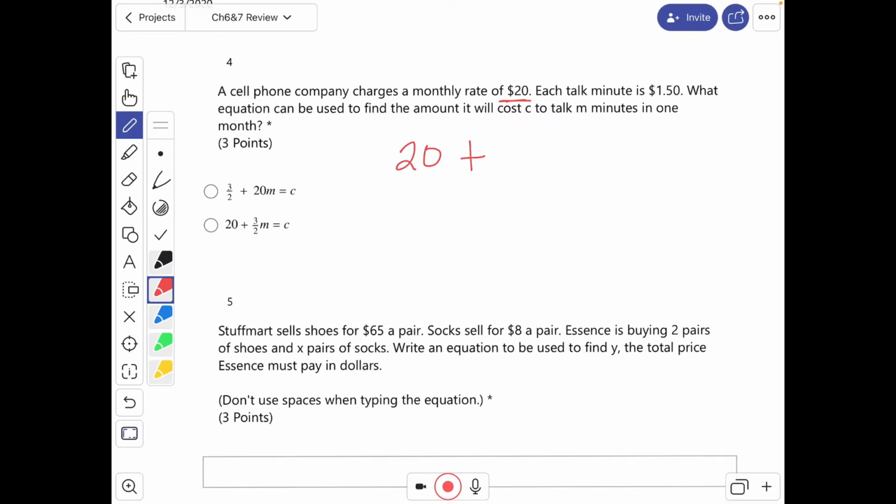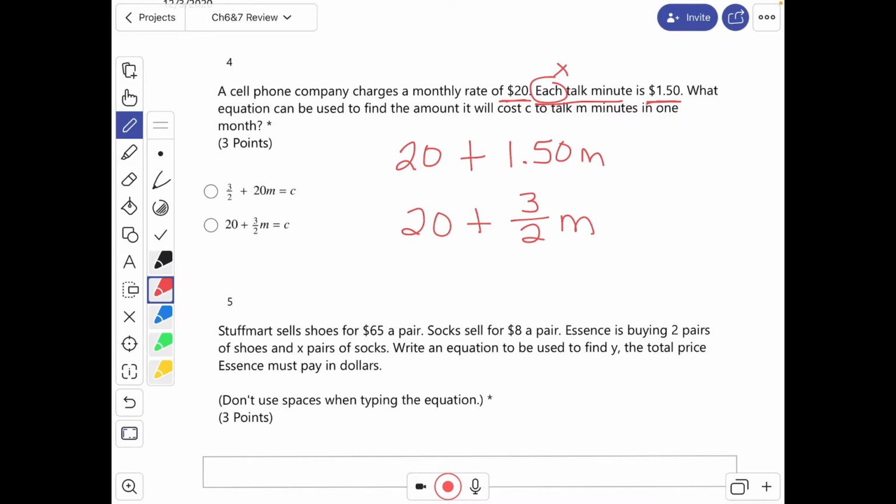Plus, you have to pay for minutes. So if they charge $1.50 each minute, each means to multiply. So $1.50 times the minute. Well, they didn't write it as a decimal, they wrote it as a fraction. So 1.5 is the same as 3 over 2.